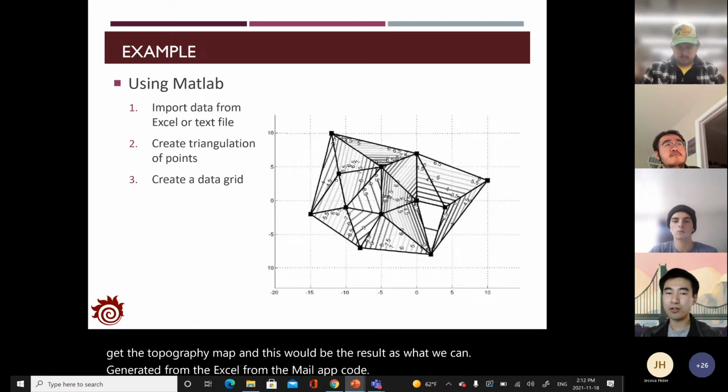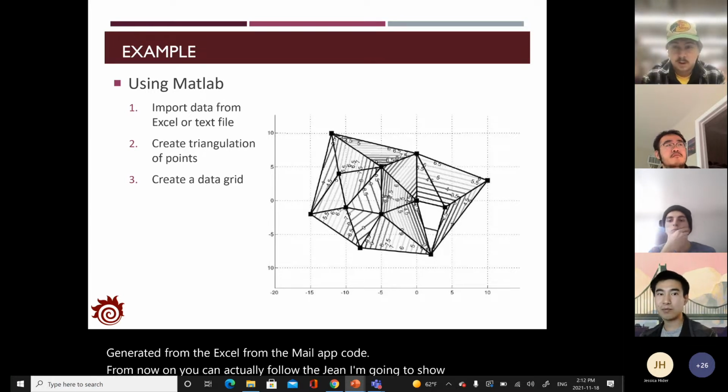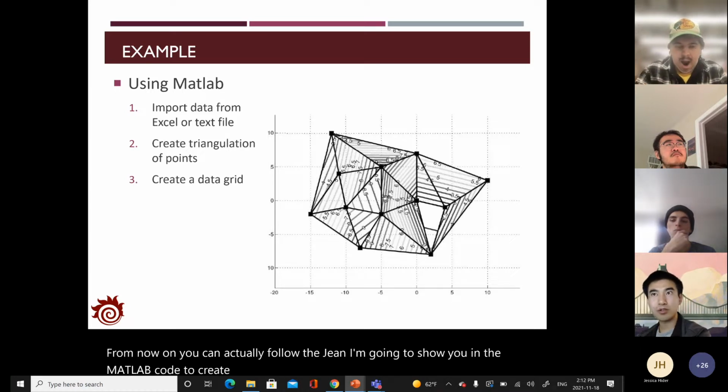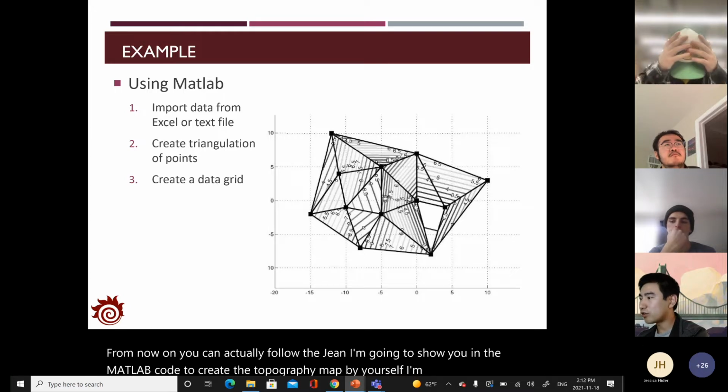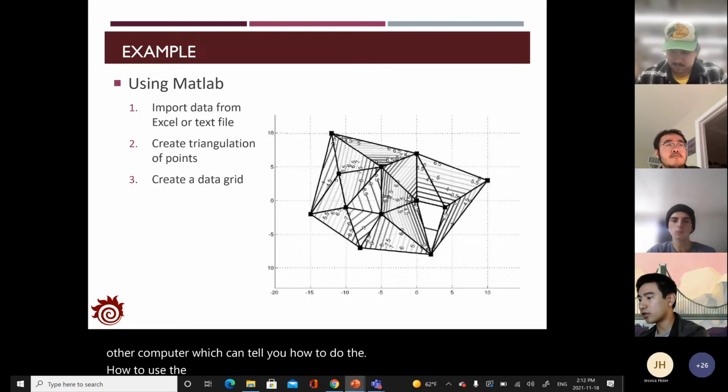From now on, you can actually follow the instructions I'm going to show you in the MATLAB code to create the topography map by yourself. I'm going to share my other computer, which can tell you how to use the code I shared with you on Avenue to Learn.